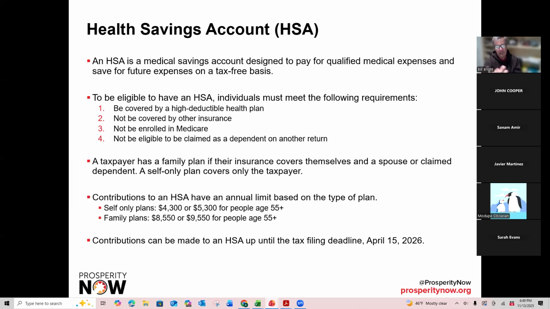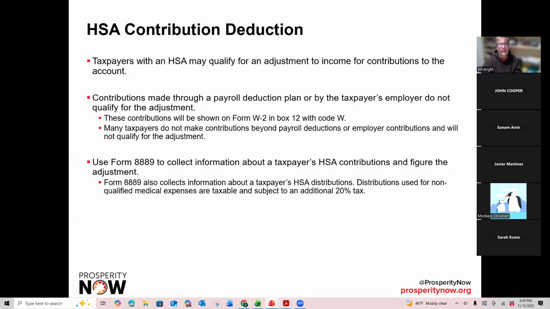Here are the rules that determine when you can have an HSA: a high deductible health plan. You can't be covered by another insurance, can't be in Medicare, and can't be claimed by somebody else. Down here, these are the limits for contributions above and beyond what the employer puts in. Again, I'm not going to go into it too much. The important thing is that they understand that they do have it. A lot of them, it's a surprise to them when you tell them. Some of them do use it.